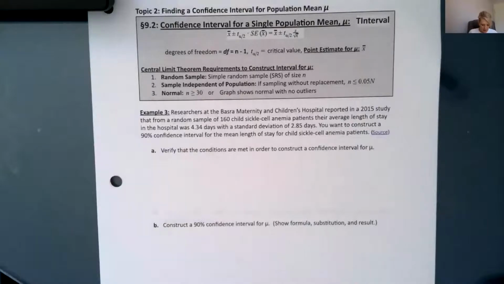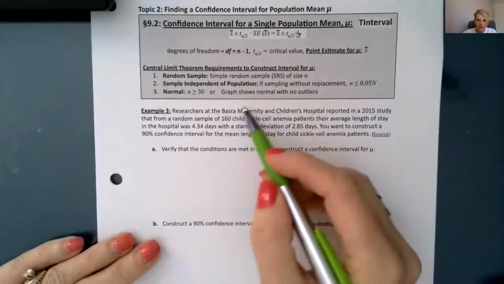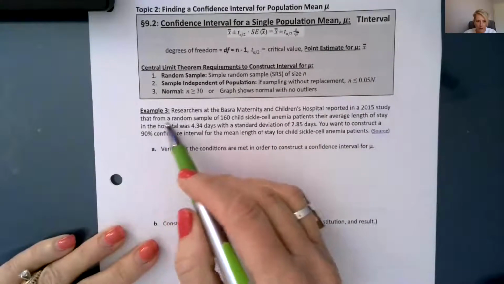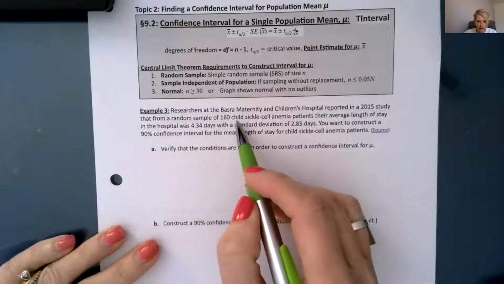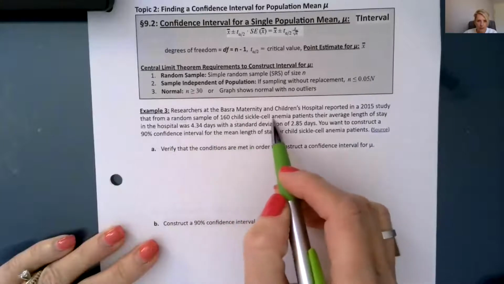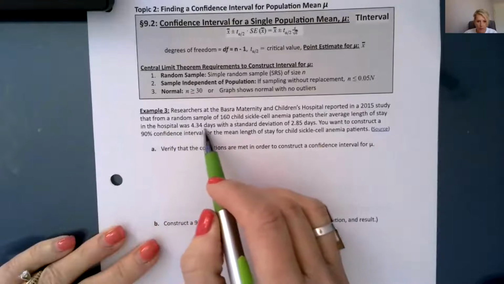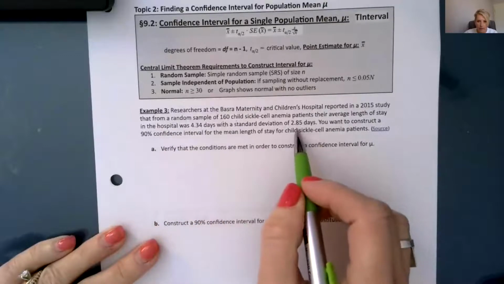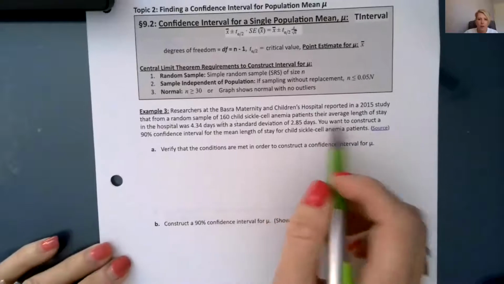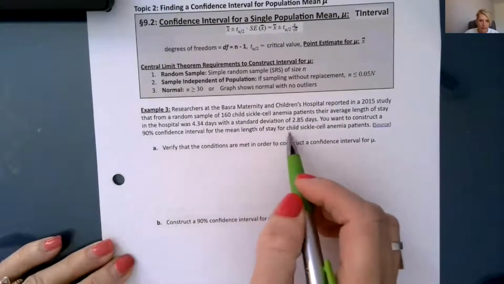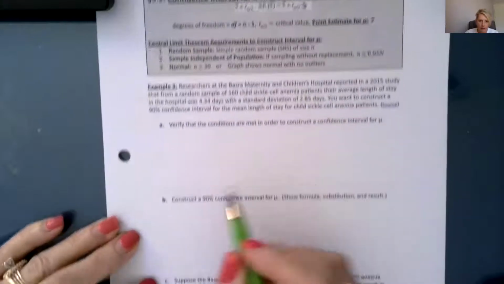Okay, so it says researchers at the Basra Maternity and Children's Hospital reported in a 2015 study that from a random sample of 160 child sickle cell anemia patients, their average length of stay in the hospital was 4.34 days with a standard deviation of 2.85 days. You want to construct a 90% confidence interval for the mean length of stay for child sickle cell anemia patients.